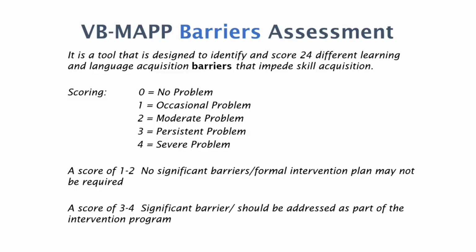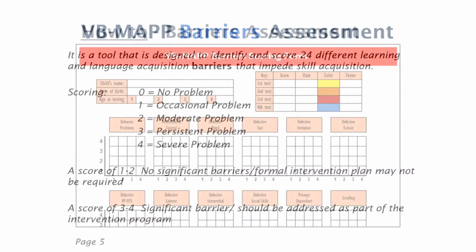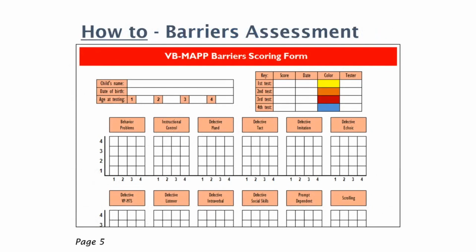Let's take a look at the content and scoring criteria of the barriers assessment. This assessment is designed to identify 24 language, social, behavioral, and learning barriers that may be preventing learning and progress for our students. By identifying these barriers, teachers can develop specific interventions and strategies to help students succeed.